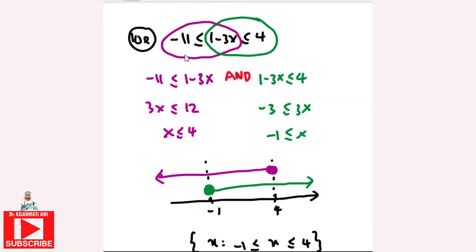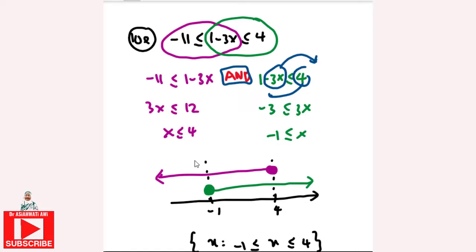For 10e, in this case you have to separate the two parts. Okay, and join with the word and. Settle on the left hand side, get x less than or equal 4 on the right hand side. Okay, just bring negative 3x to the right, 4 to the left, so that you can get negative 3 less or equal this one. Okay. And the answer is x more or equal negative 1.